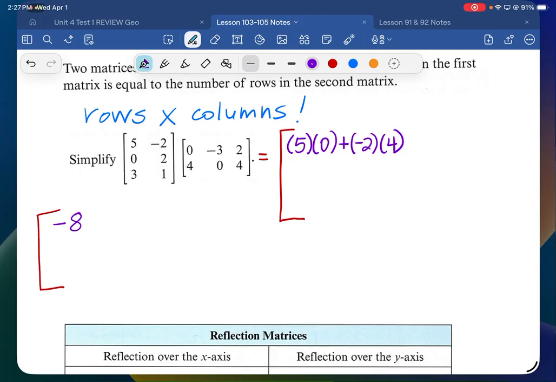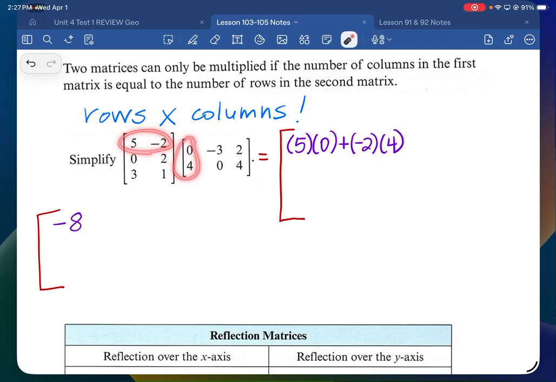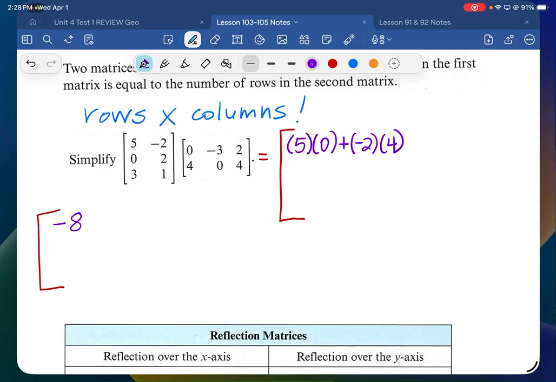Okay, now we already did first row times first column. Now it's first row times second column. So 5 times -3 plus -2 times 0. So I think I said 5 times -3 plus negative 2 times 0. What does that come out to be? Negative 15. Negative 15. So there's that part of my answer.